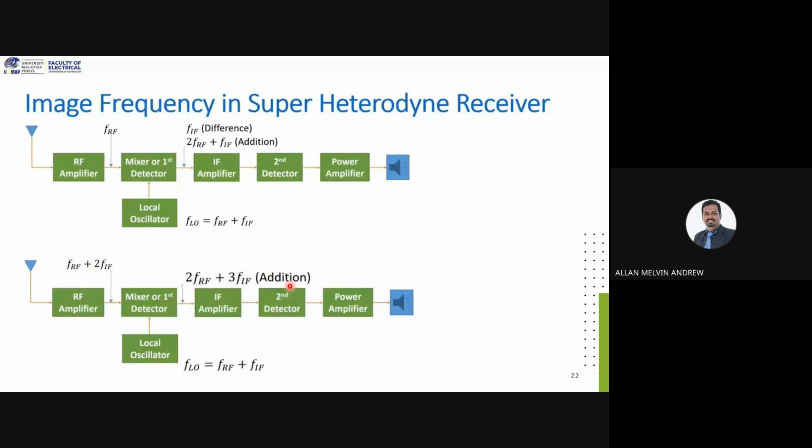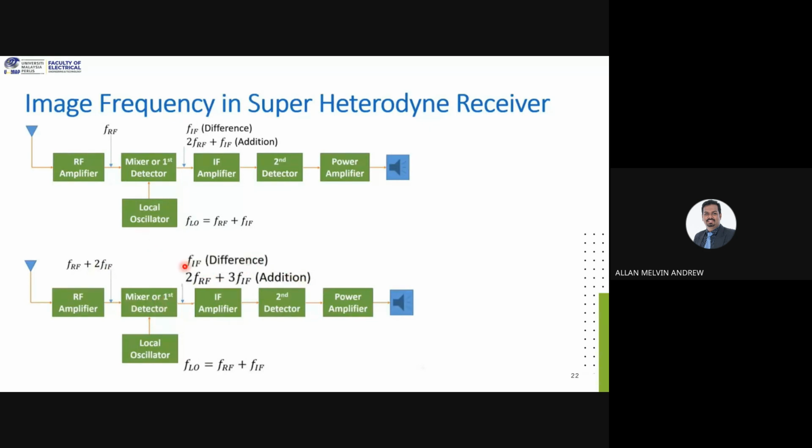For addition, because here we have FRF plus FRF, you have 2 FRF. Then 2 FIF plus FIF, so you'll get 3 FIF. So this is the equation for addition that you'll get from the mixer.